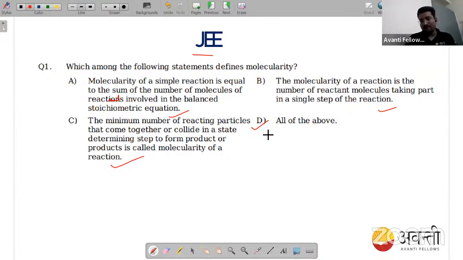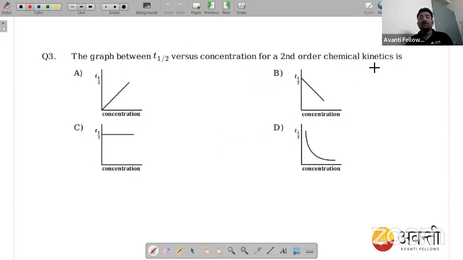Okay, so moving forward, now coming to the next question. We have taken question number 3, which is a graphical question. We all know that many graphical questions are asked in JEE Mains for the chemical kinetics chapter. Now let's start with this question number 3.